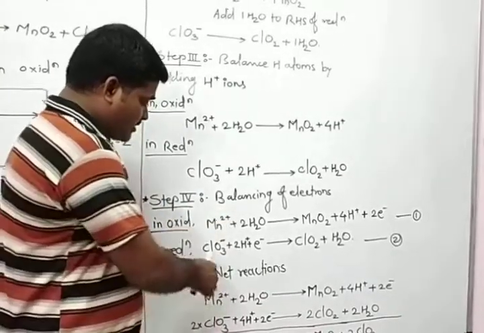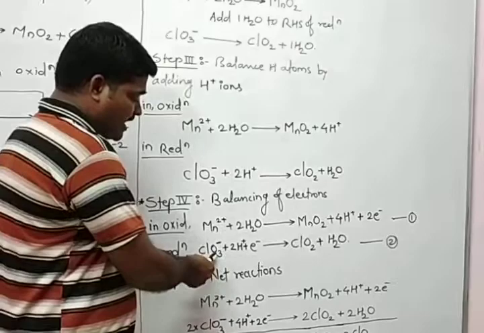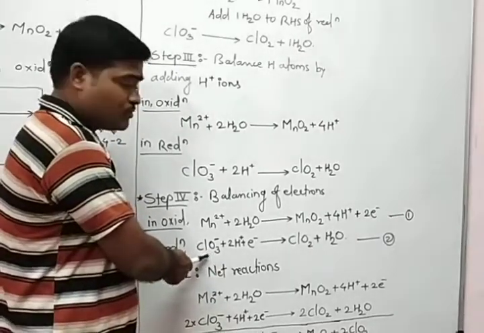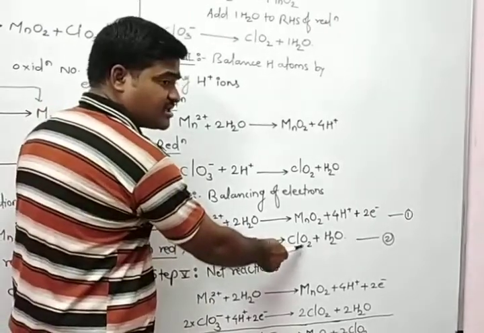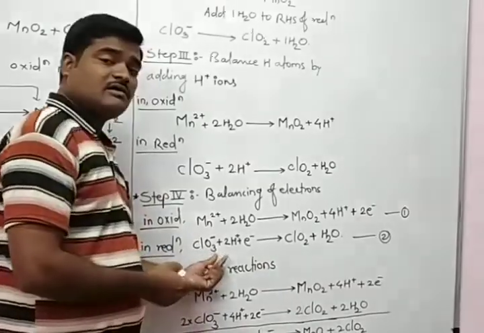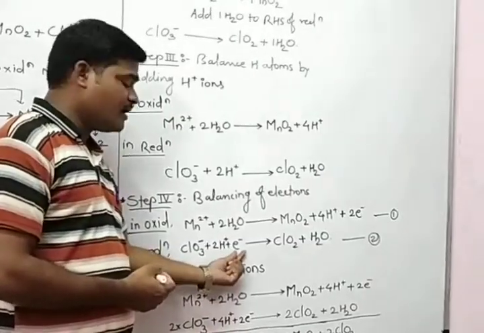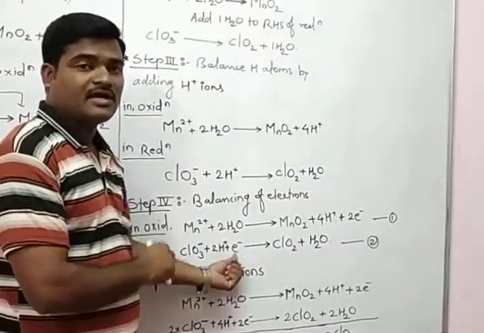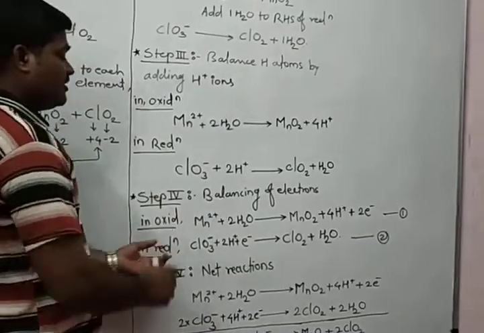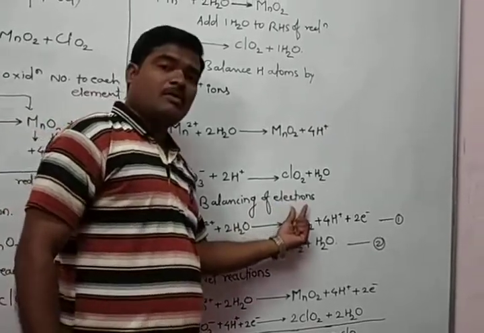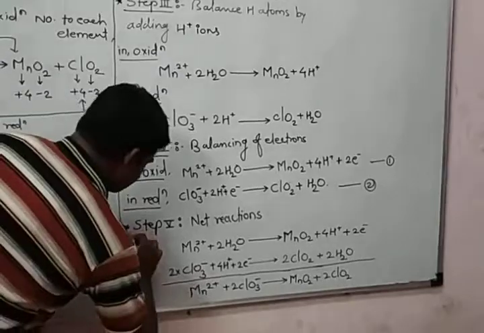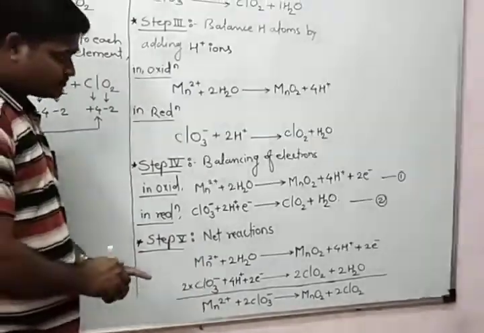Now look here, at the reactant side, the chlorine has oxidation state plus 5, but here the oxidation state of chlorine is plus 4. So to balance the number of electrons, I have to add 1 electron at the reactant side. Now in step 4, I balanced the number of electrons. Further, we will move to the next step, that is step number 5.